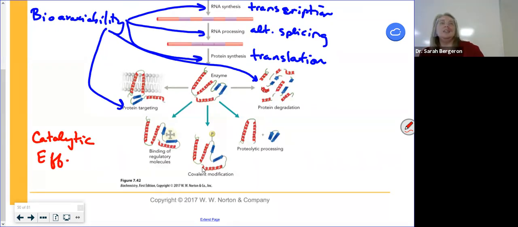What determines catalytic efficiency? Well, what did we say just a minute ago is covalent modifications. What were some examples of covalent modifications that we've talked about so far? Phosphorylation is a good example of that, or dephosphorylation, right? Another one is binding of regulatory molecules, right? One example of that is feedback inhibition, right? If you make a lot of your product, do you want your reaction to continue?